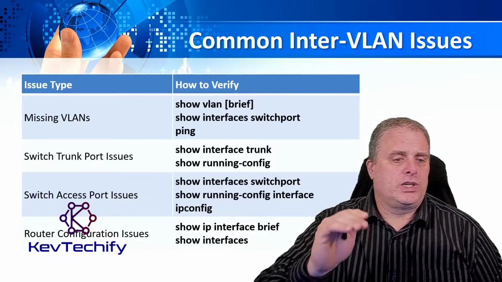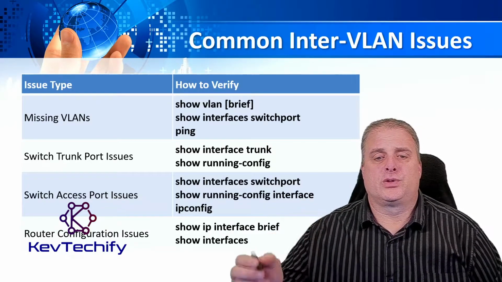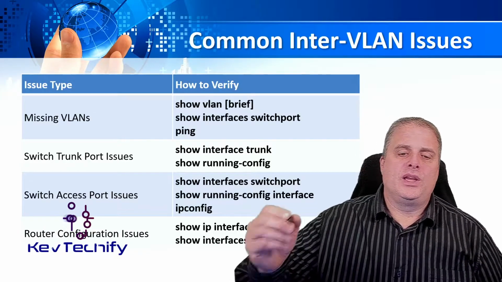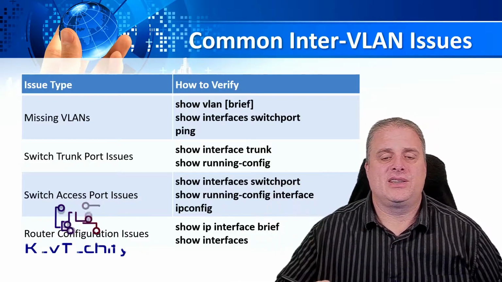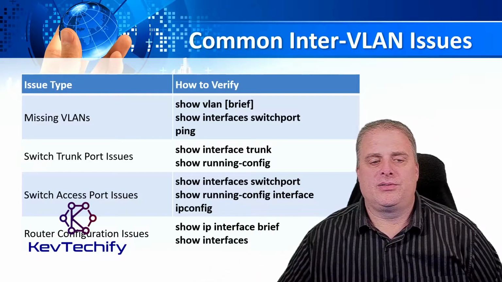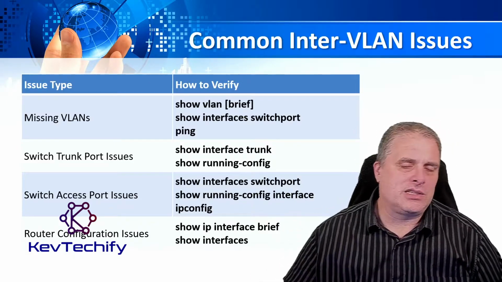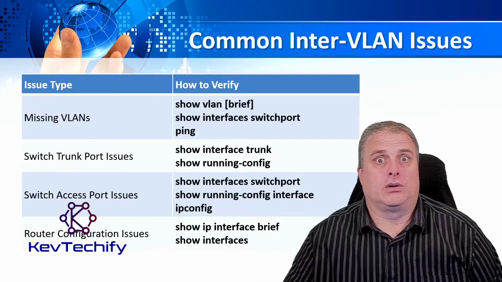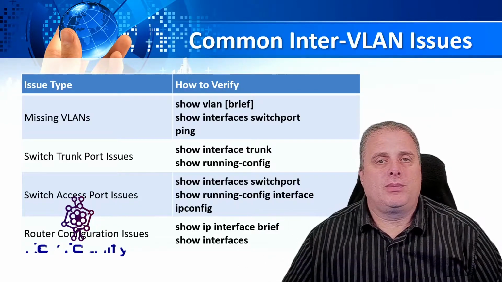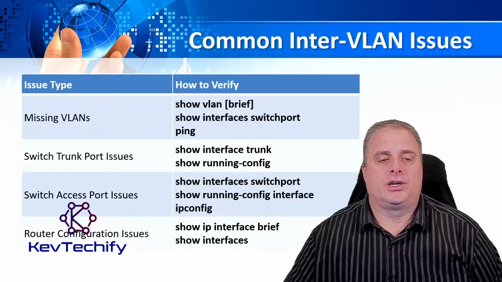If we have some switch access port issues, we can do show interfaces switchport. It's going to give us detailed information about each switch port. We can see what our running config is. Show running-config interface gives us all the information about our interfaces. We can see how those are set up, see if they're access ports, see what VLANs they're connected to, see if they're shut down. Then ipconfig, we can issue that in a command prompt on a Windows box to make sure that we have all the IP information correct there.